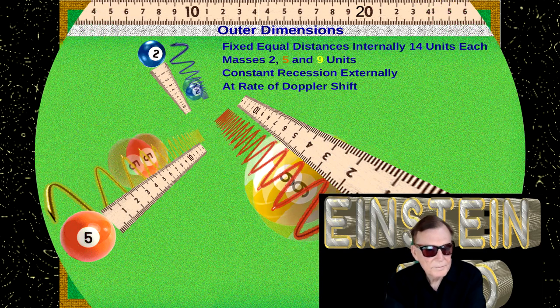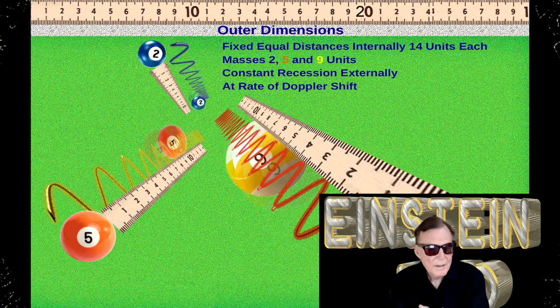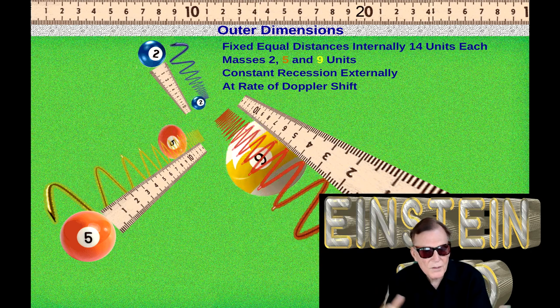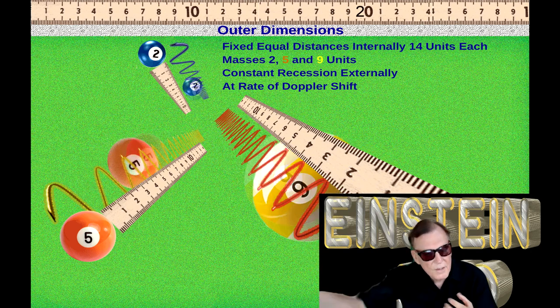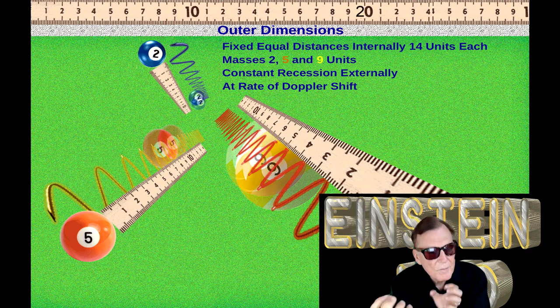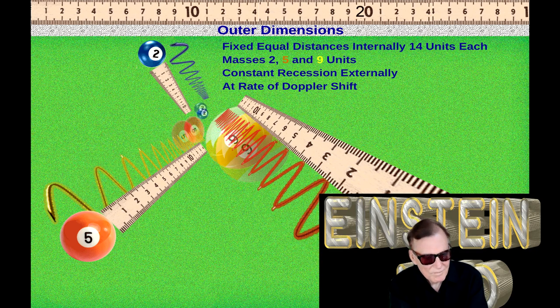So, well, here's an animation. Okay, take a look at the animation. Maybe that helps you see it. So the balls with more mass, the more mass they have, the faster they recede away, the more the redshift, but the measurable distance within the box is fixed. Can you see it? Okay.